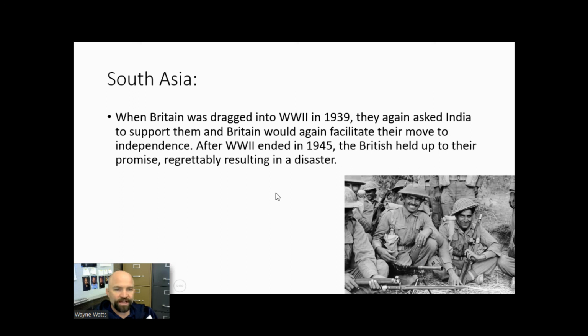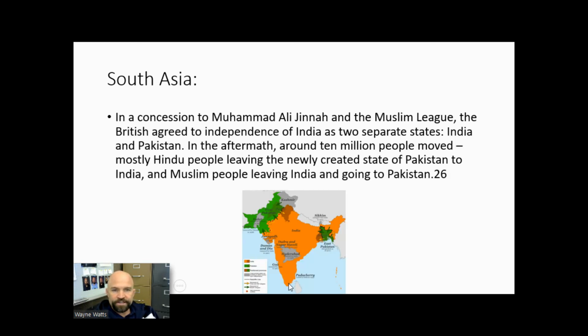When Britain was dragged into World War II in 1939, they again asked India to support them, and Britain would again facilitate their move to independence. After World War II ended in 1945, the British held up to their promise, regrettably resulting in a disaster, approximately 1 million people killed. In a concession to Muhammad Ali Jinnah and the Muslim League, the British agreed to independence of India as two separate states, India on the one hand and Pakistan on the other.